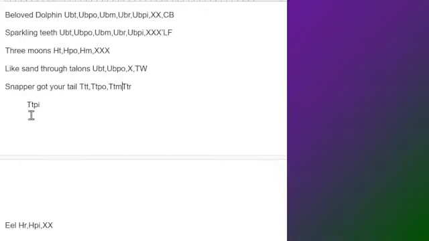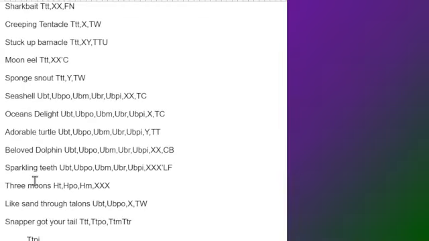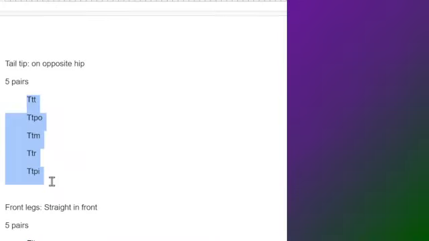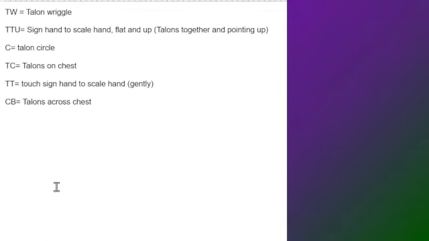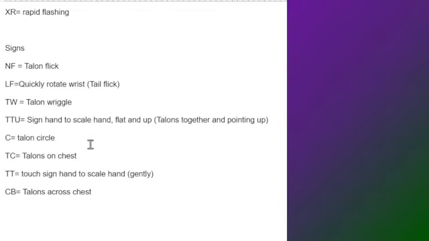Wait, this... I was doing all these insult signs wrong earlier. Base is upper. Hit. Okay, that makes life easier for insulting people, which is always great. And this is going to flash rapidly. Well, is there a way I can notate this? It's just like Talon Wiggle but bigger.